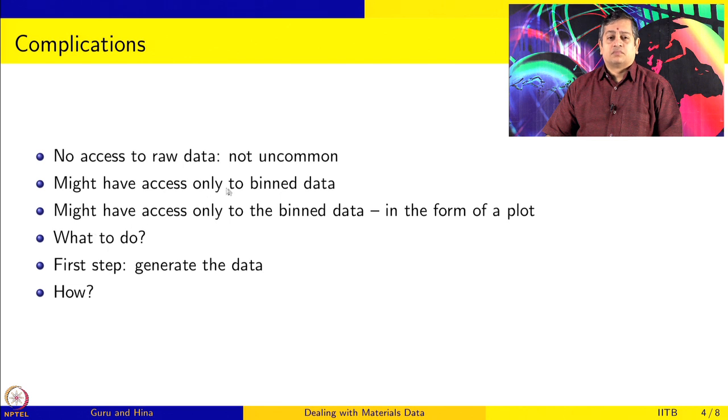And so, even the binned data is not available to you in raw form is what I am assuming. You might have access only to the binned data and only in the form of a plot. Now, can we do any analysis on that data is the question. The answer is yes, but to do that first you have to generate the data. So, you have to go from the plot to the data, and then from the data we can go back and do the analysis. And how do we do it?